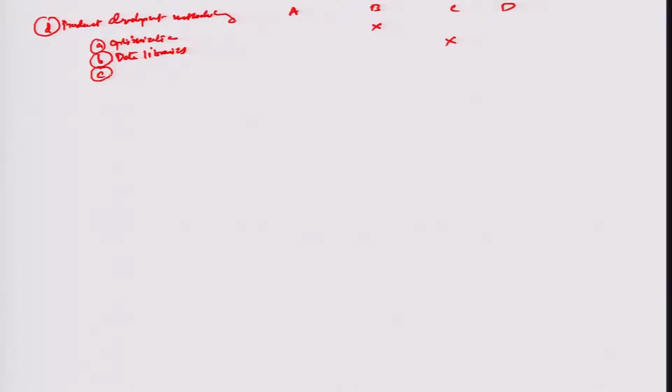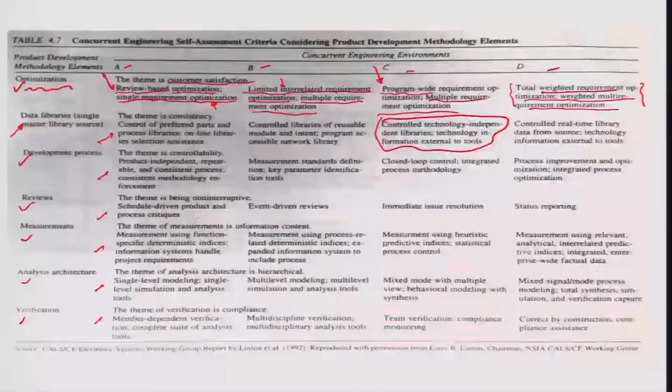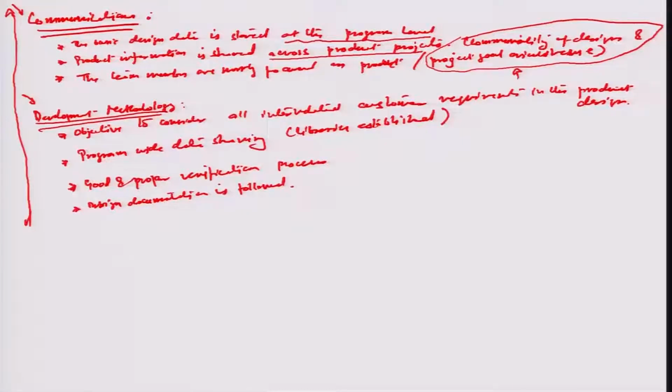Similarly, when we talk about development process, the development process here in this case. So, regarding the development process, we are stationed at level B again, which talks about, if we look at the product development methodology, we are having a good and proper verification process, design documentation being followed, and then also the verification process is very thorough to ensure proper performance of products delivered to the customers. These are the existing levels of the organization at which the organization is in.